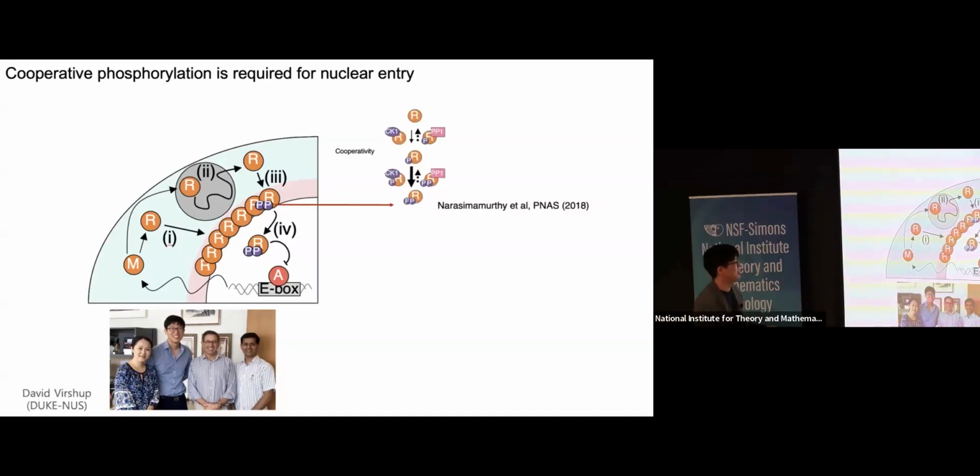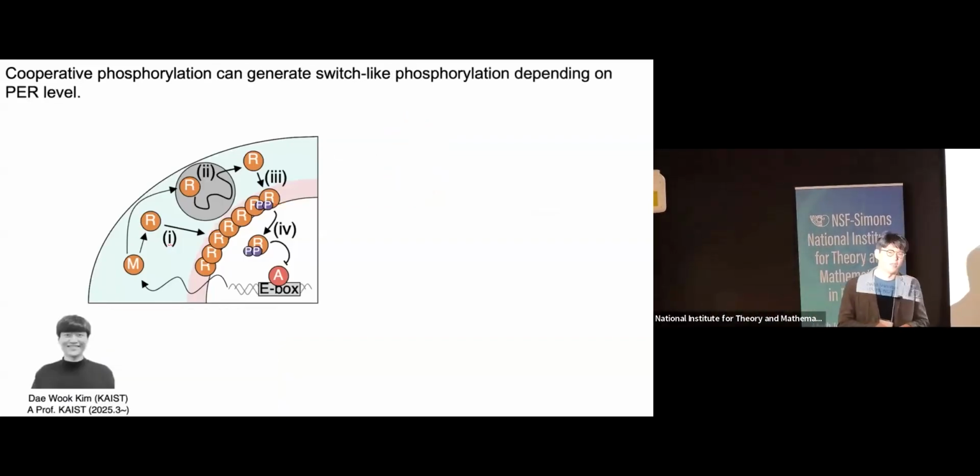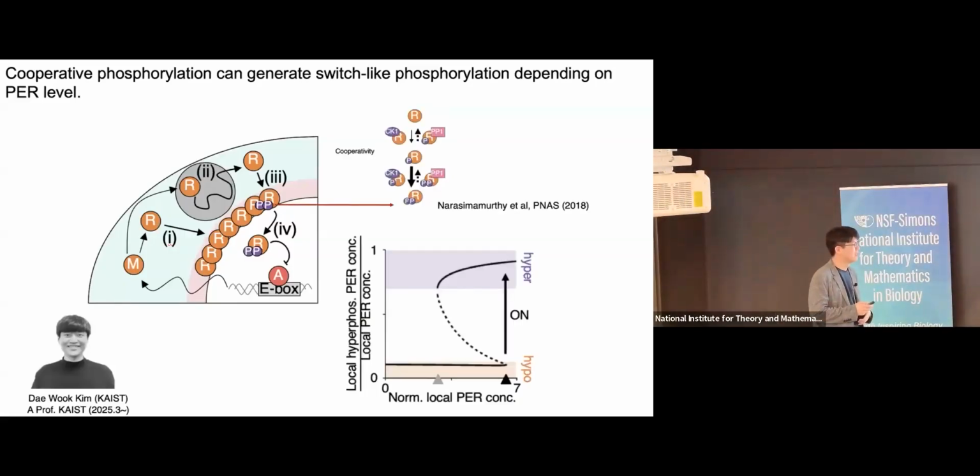And that phosphorylation occurs in a cooperative manner. What that means is, the first phosphorylation is very, very difficult, but follow-up phosphorylation is much easier. So the first phosphorylation helps the second and third and fourth phosphorylation. We call this a cooperative mechanism in biochemistry. With this, Daewoo found a very interesting phenomenon.